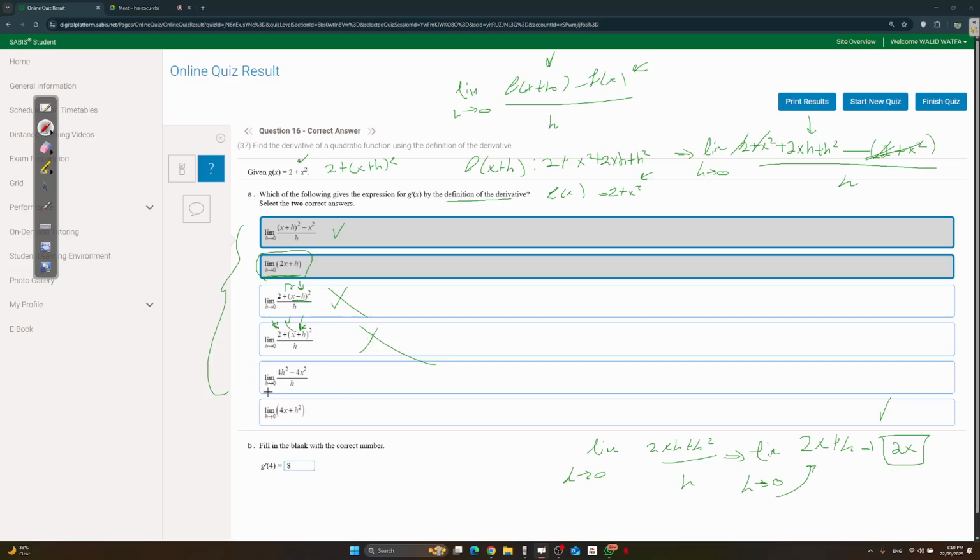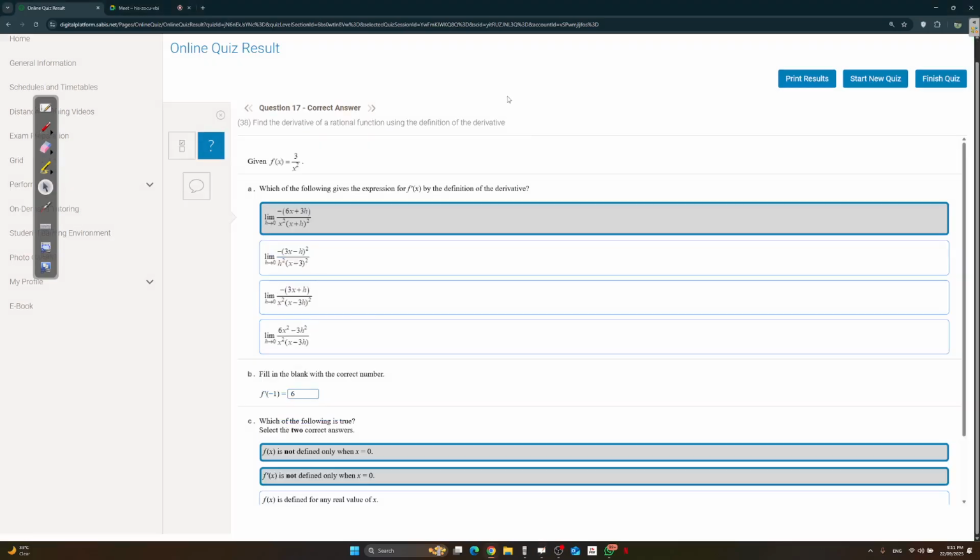Okay? Here, did we ever get to 4? No. Did we ever see 4x? No. Then they said g prime of 4. What does it mean? Just substitute what? 4. So 2 times 4 equals 8. Easy peasy.